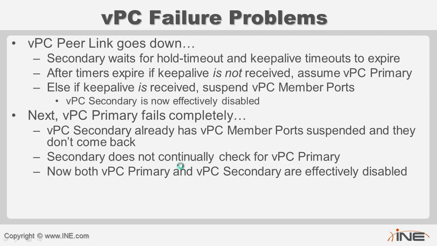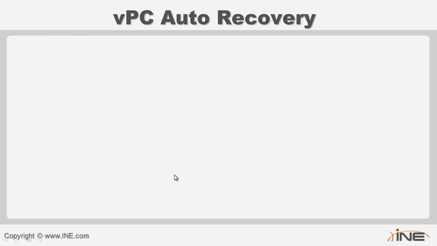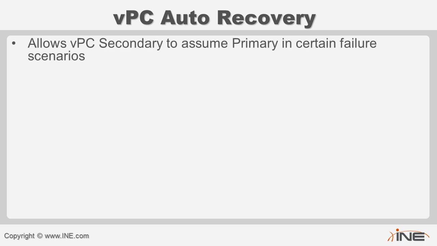Now, one way that we can prevent this is a feature that is available on both the 5K and the 7K, but is off by default, which is known as vPC auto recovery. Now, auto recovery is going to allow the secondary to assume the primary's role in certain very specific failure situations. So in the case that we had now, the vPC peer link went down. This is what is triggering the initial failure situation to happen, and we're trying to reconverge from this.